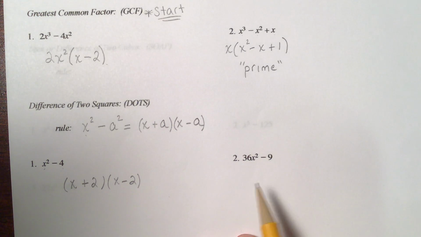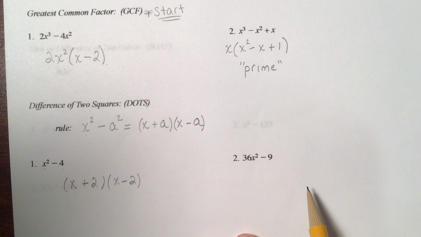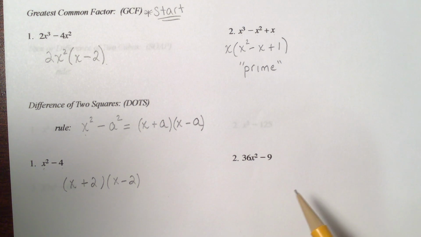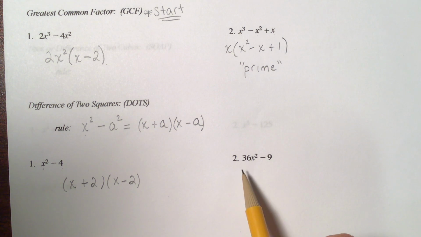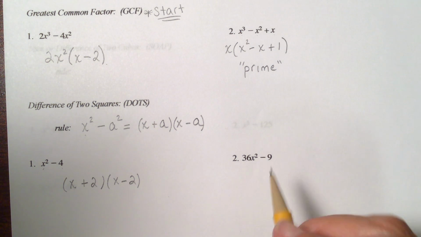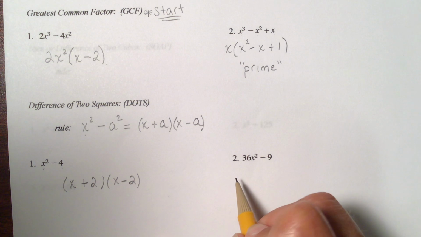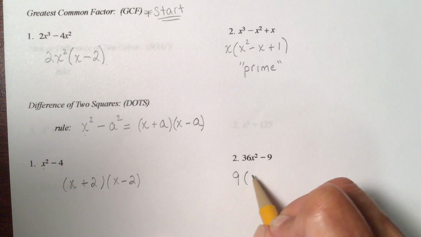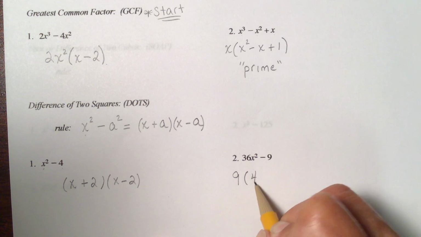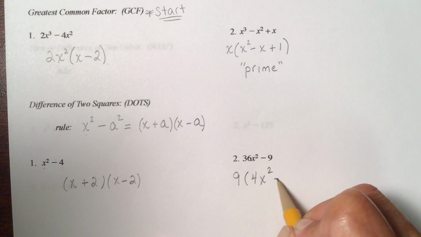It really is that easy. In the second example, I have 36x squared minus 9. Okay. Now this is two perfect squares. However, we have a GCF, so always, always take out your GCF first. In this case, my GCF is a 9. And I'm going to be left with 4x squared minus 1.